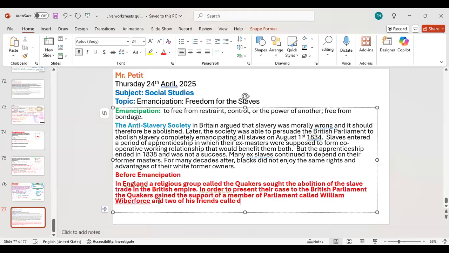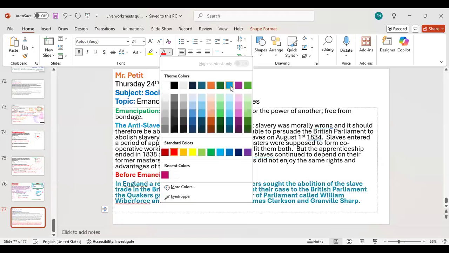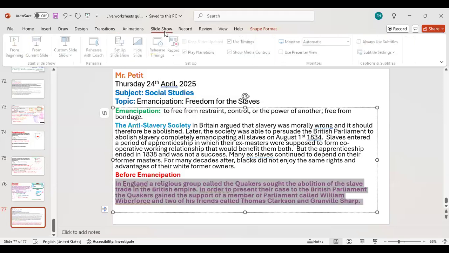Called Thomas Clarkson and Granville Sharp. Okay. Not to be mistaken with Shannon Sharp. All right, so we have this. Okay, good.